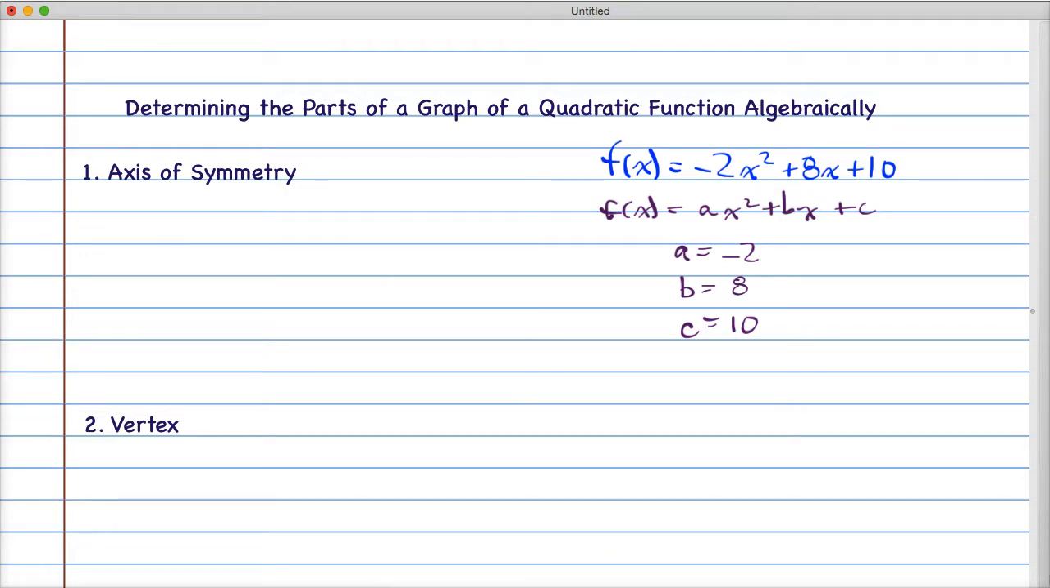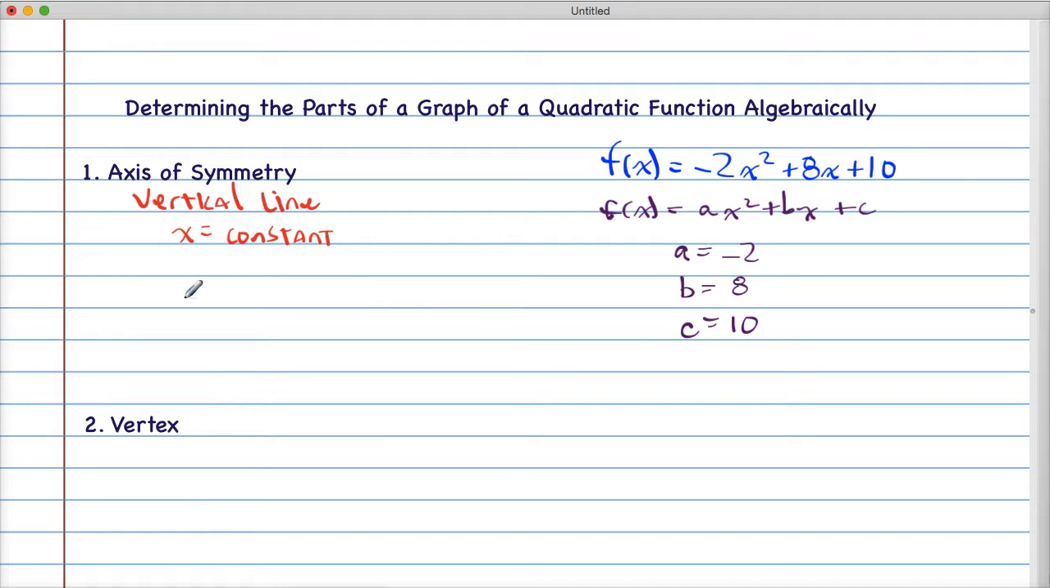So first, let's start with our axis of symmetry. And so the axis of symmetry is a vertical line, which we mentioned on the previous page. And a vertical line is always of the form x equals some constant or some number, right? That's the equation of a vertical line. It's x equals some number, right? So whatever the x coordinate is, that's the x coordinate for every point on that line. So we can define that line by just saying x equals some number.